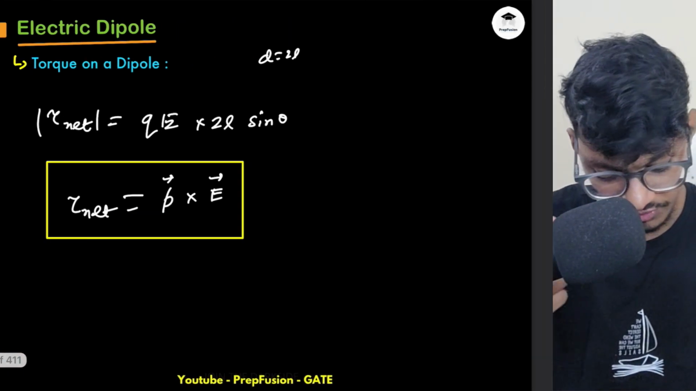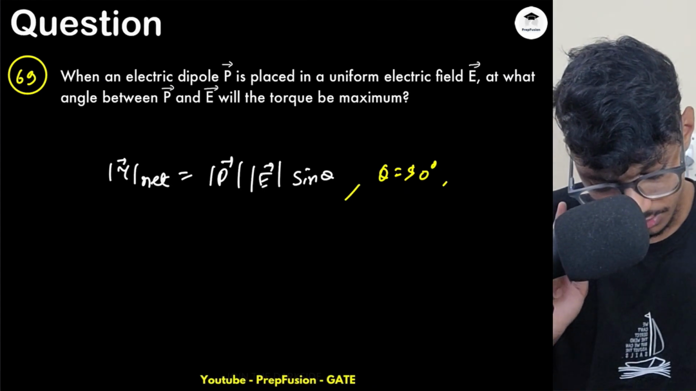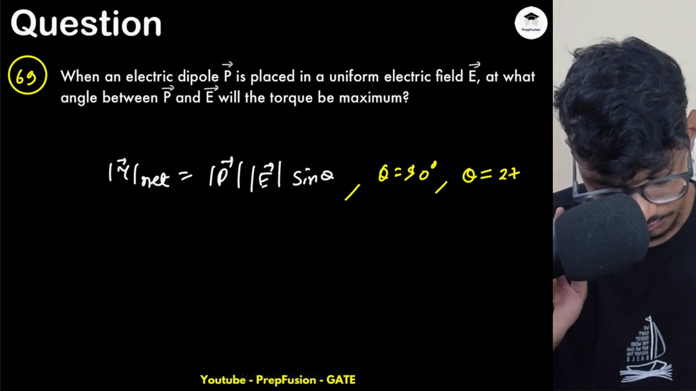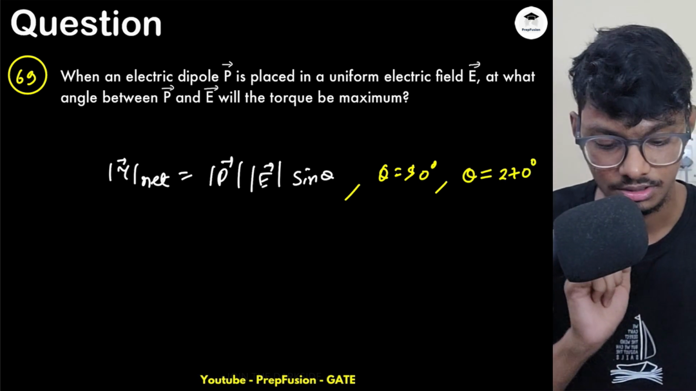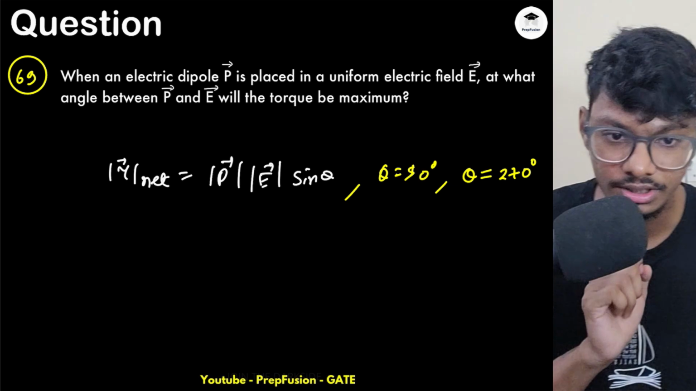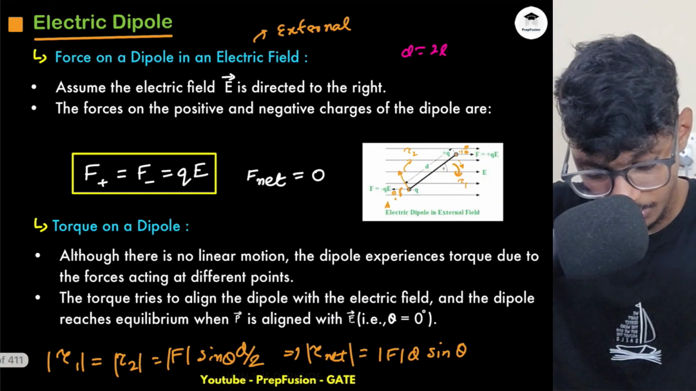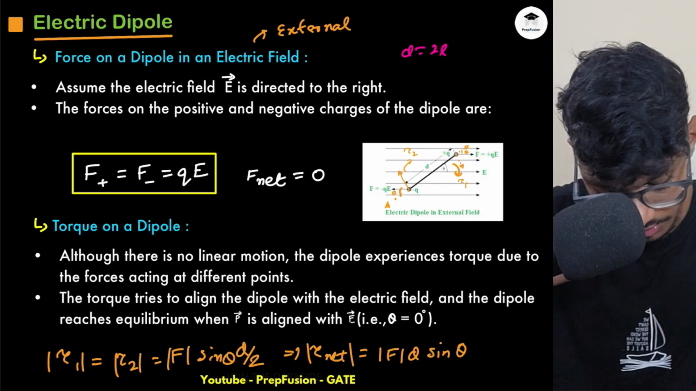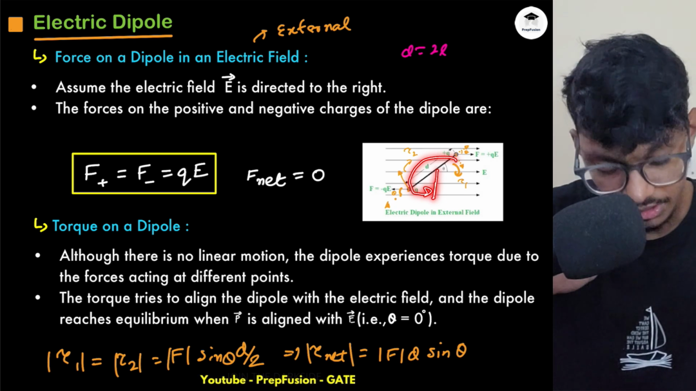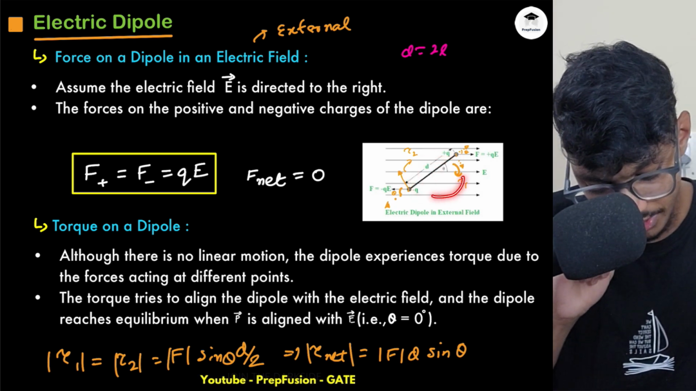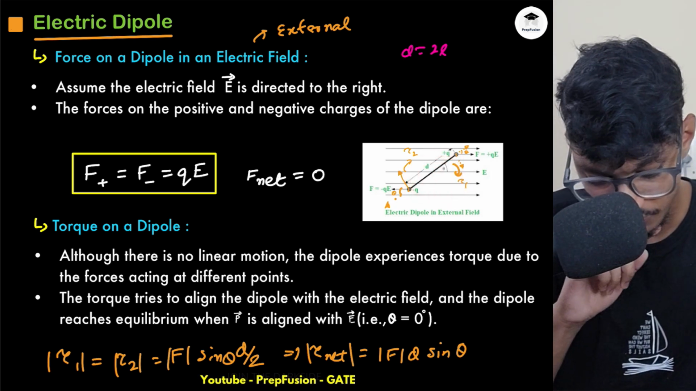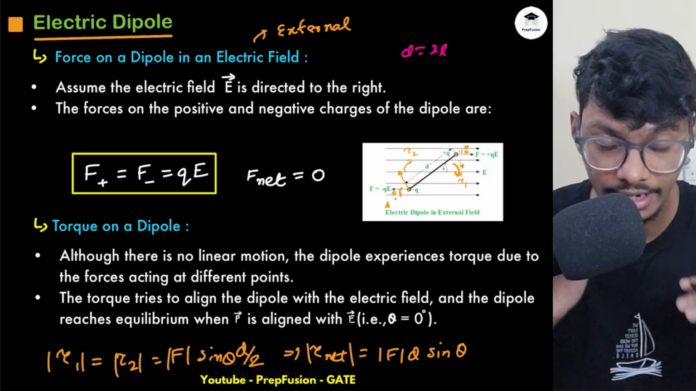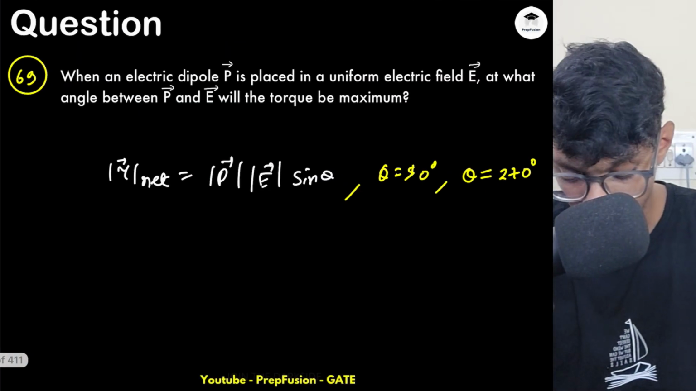Is there another value of theta? There is another value of theta: theta equals 270 degrees. If my theta is 270 degrees, that also is possible, right? If the positive charge is somewhere around here, then what will happen? Again, the torque will act in this direction, and it will reach the equilibrium position.